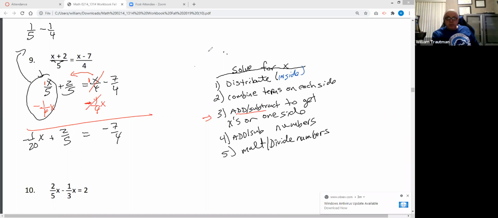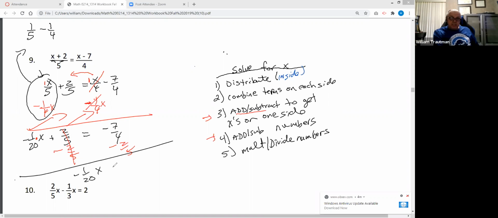Next, I need to get rid of this -1/20, and I need to get rid of the 2/5. The -1/20 is multiplying times the x. The 2/5 is adding. Step 4 says add and subtract the x's first. So it's a positive 2/5, I'm going to subtract 2/5. That turns to 0. I'm left with a -1 over 20x equals -7/4 minus 2/5.